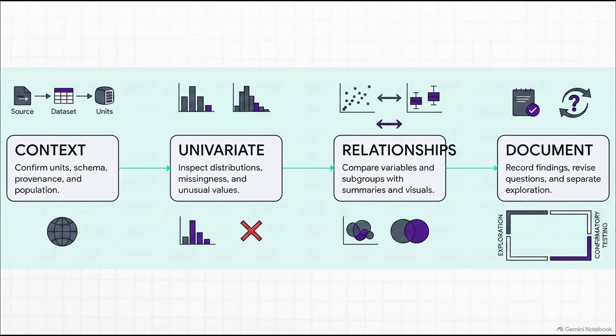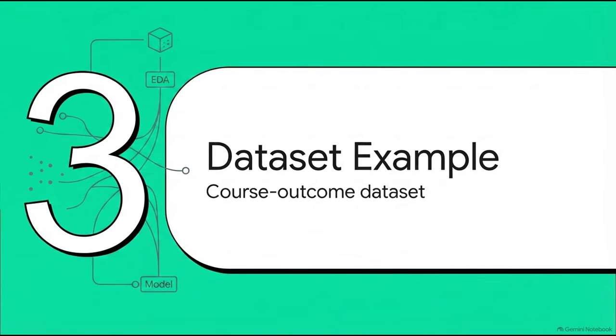So how does this actually work in practice? It flows through four sequential stages. First is context, where you confirm your unit's schema, provenance, and population. Next is univariate. Here you inspect single variables for missingness, duplicates, and any weird anomalies. Then we look at relationships, comparing variables and subgroups with summaries and visuals to see exactly how they interact. Finally, document. This is where you record your findings, revise your questions, and crucially, keep this exploration strictly separate from any confirmatory testing. Let's look at part three, a course outcome dataset example.